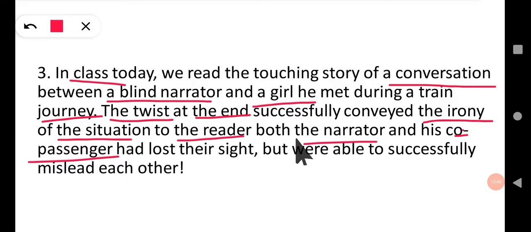Lost their sight. Sight is a noun form, but were able to successfully mislead each other. Each other is a pronoun. Need not consider that. Okay. So again, all the underlined words here, they are all noun forms.